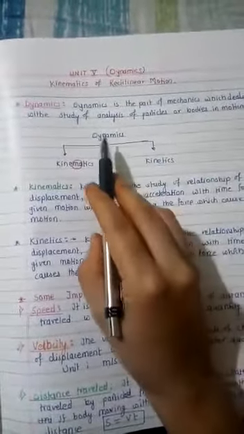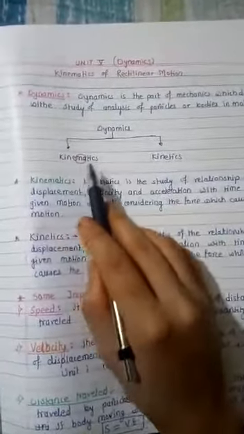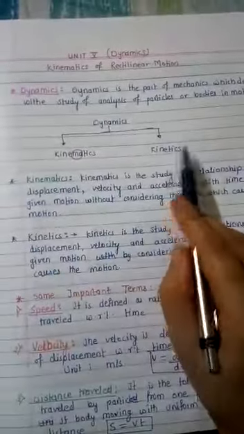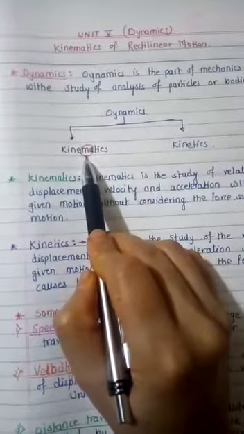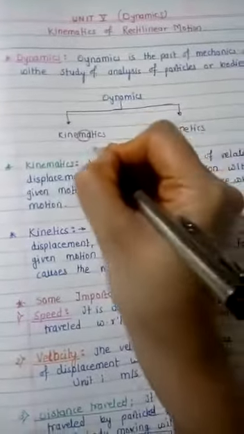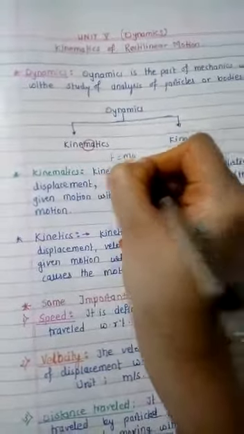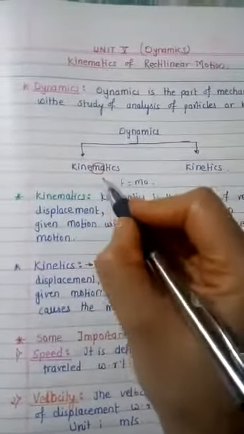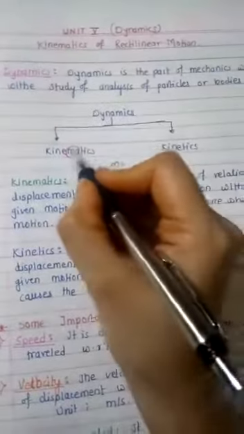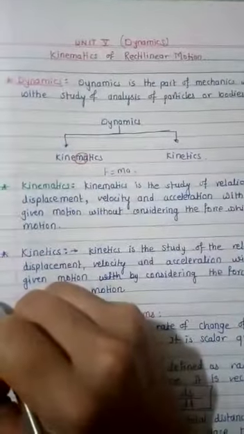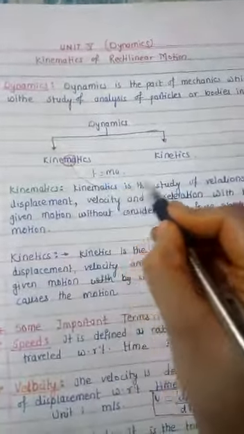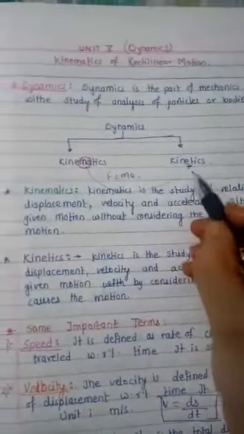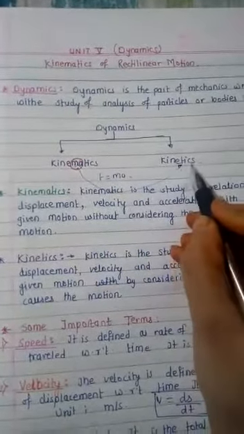Dynamics again has two parts, kinematics and kinetics. The difference between kinematics and kinetics is the difference between their spelling. In kinetics there is ma. Ma is nothing but force. F is equal to ma. When there is absence of force, that is called kinematics. And take this ma here, then this is called kinetics.